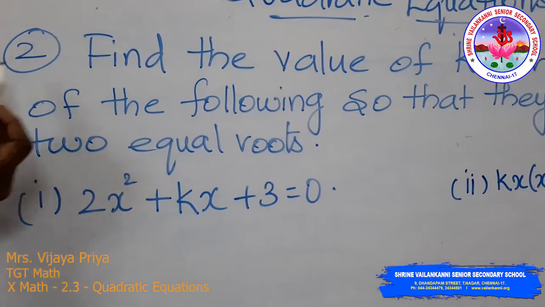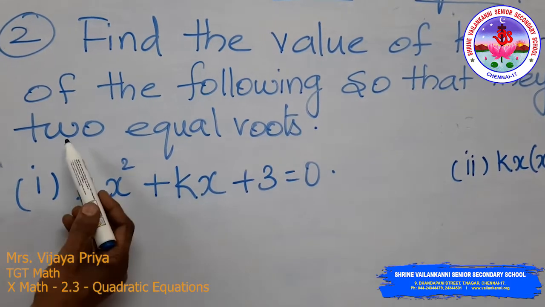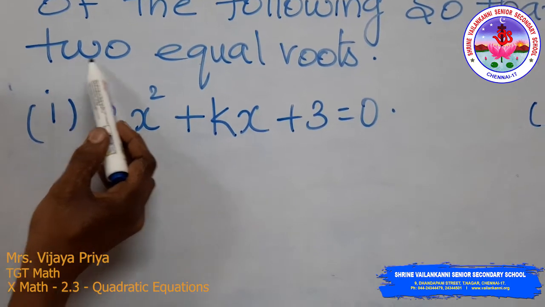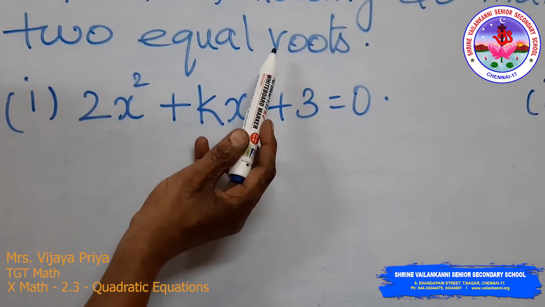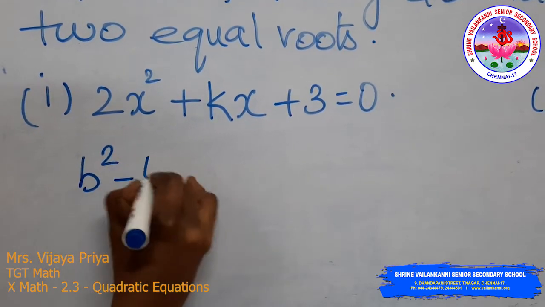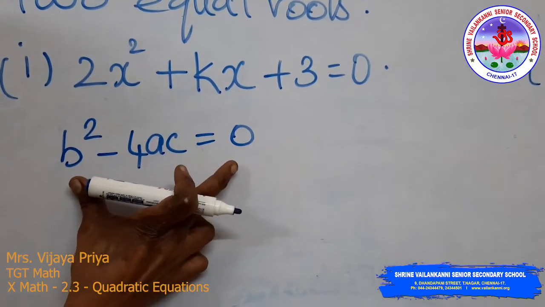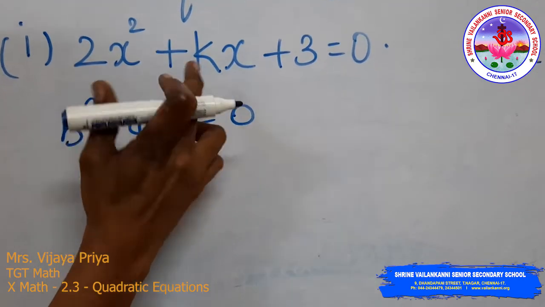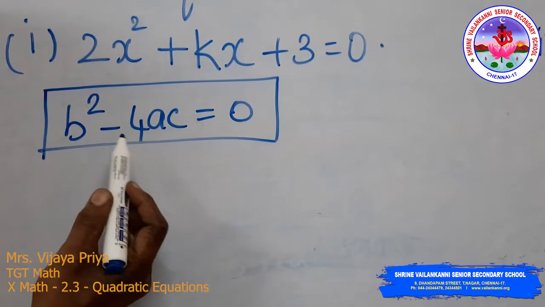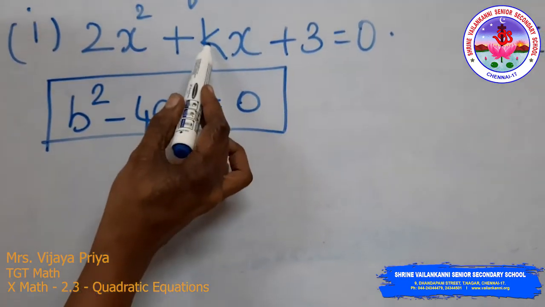Exercise 4.4, second problem. Find the value of k so that the following equation has two equal roots. So he was telling you that the roots of the equation are equal roots. So we know the condition is b squared minus 4ac equal to 0 for equal roots. So we are going to use this expression to find the value of k. He has already given the condition that it has two equal real roots. So we are using b squared minus 4ac is equal to 0 to find the value of k.